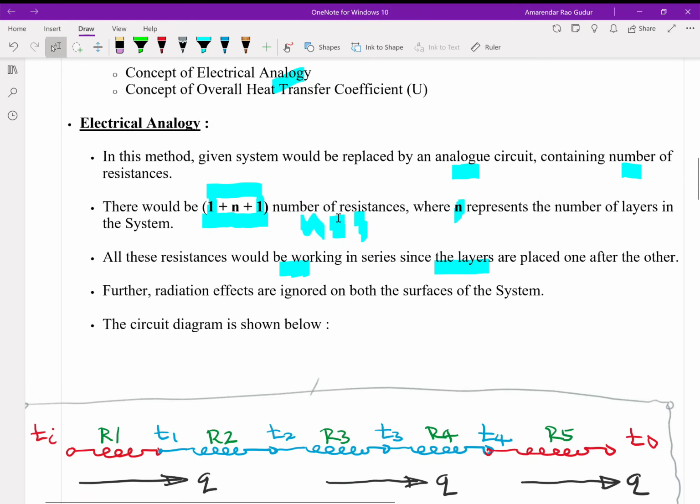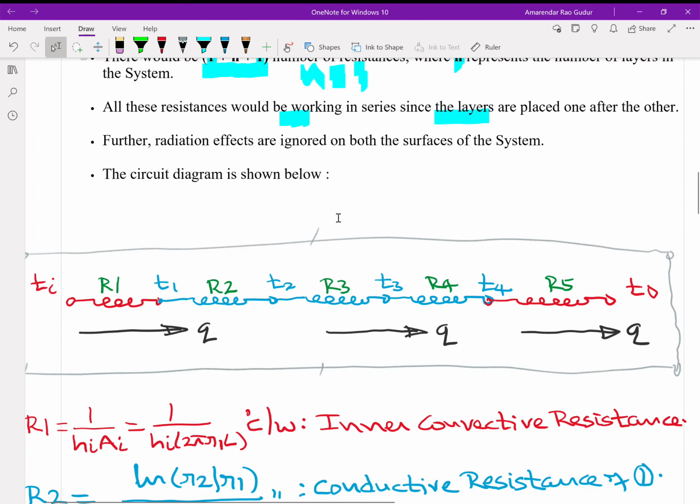And the corresponding circuit diagram is shown over here. And before that, we ignore the radiation effects just to simplify the life. But even if radiation is there, absolutely no issue. We can take care of it as we did in the beginning of our discussion.